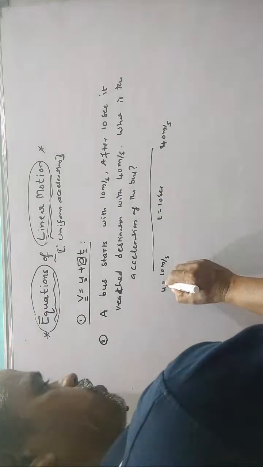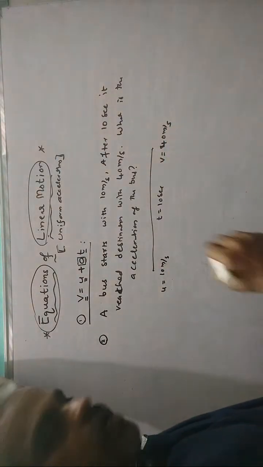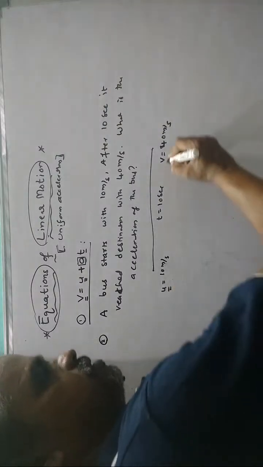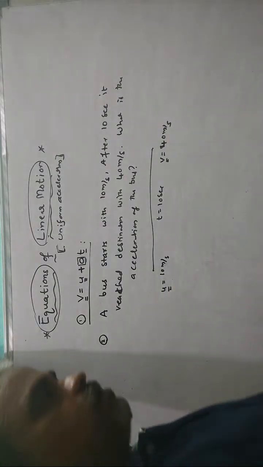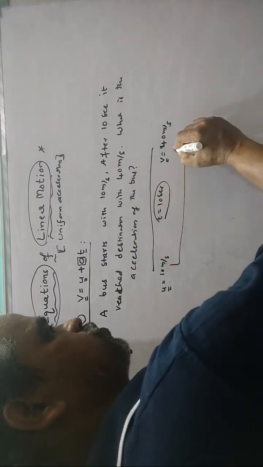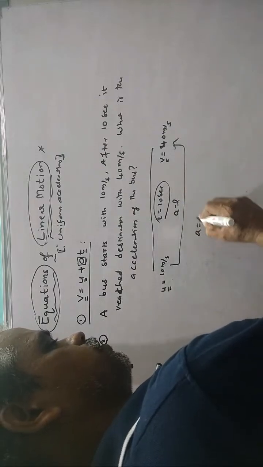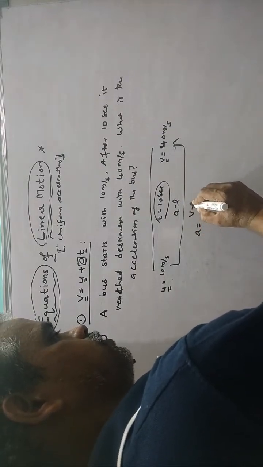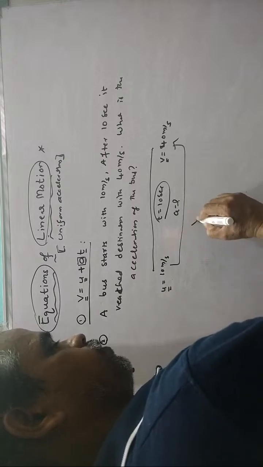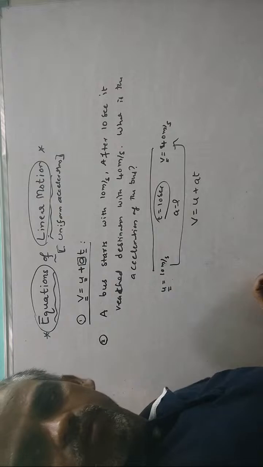So this is nothing but u, this is nothing but v. Why I am using u is the initial velocity, this is the final velocity. So time taken 10 seconds to change the velocity 10 to 40. So what is the acceleration? Same question. We will get v equal to u plus at.